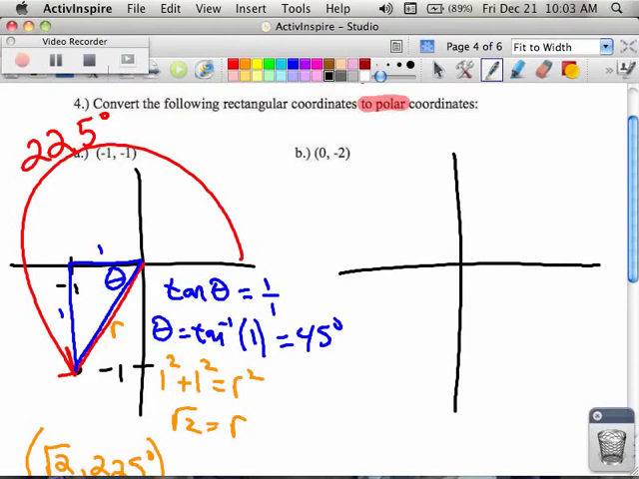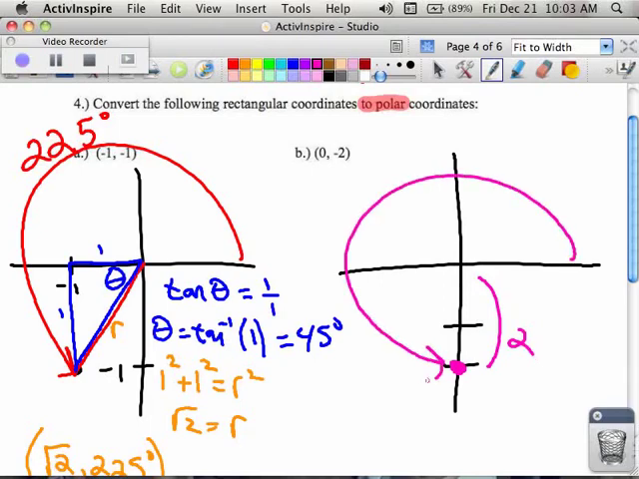Dot on here at -2. Here's my dot. That means that the distance that I walked was 2 units, if I spun 270 degrees.